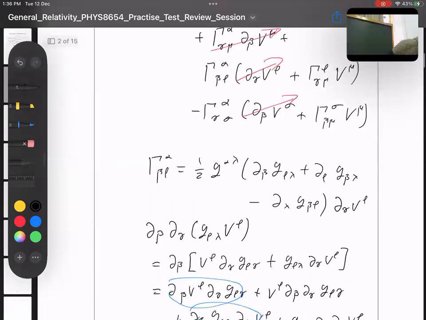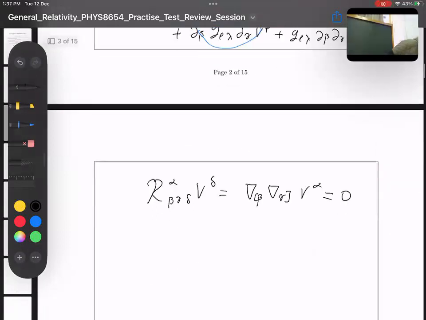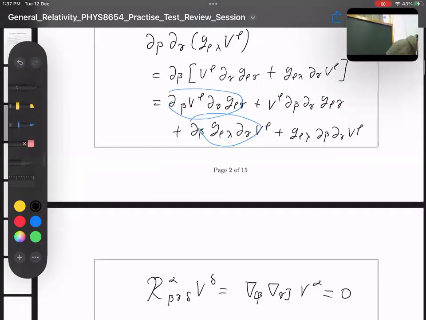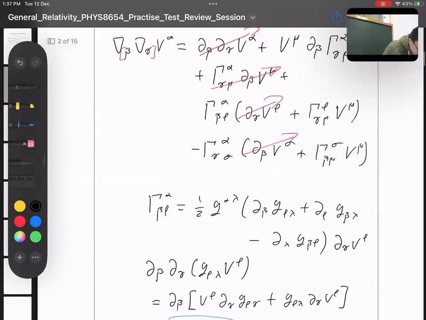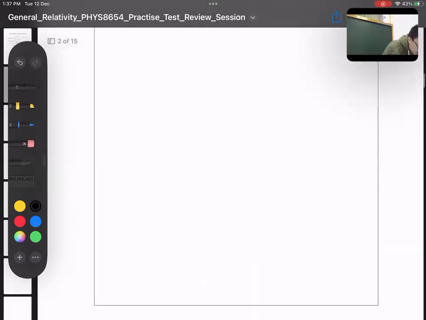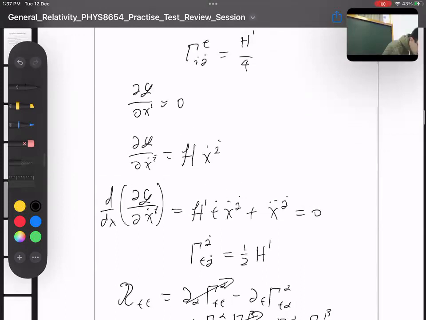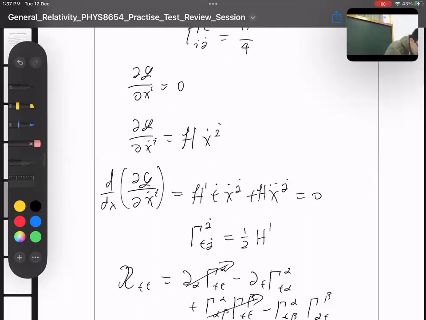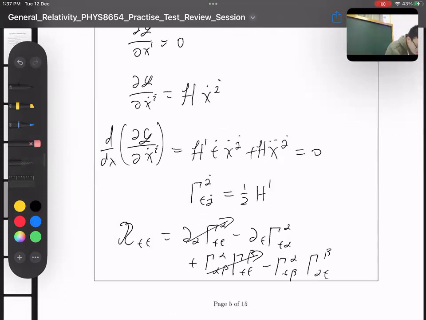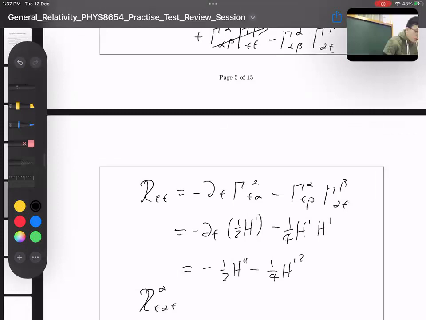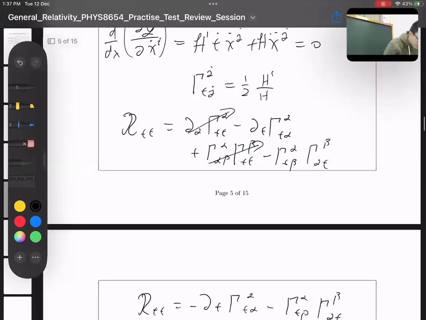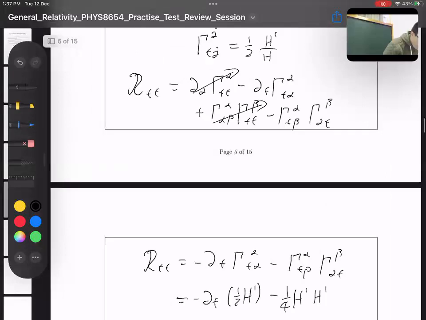I realize there's something wrong in my solution. Wait, I think I know what's wrong. Ah, I see. I forgot to multiply this by h. That's why I got it wrong, because I thought, okay, so this should be... so we divide all sides by h. So it'd be h double dot over h, h dot over h. Okay, so that makes more sense, because now I see why it's not so correct. Okay, then this makes more sense.